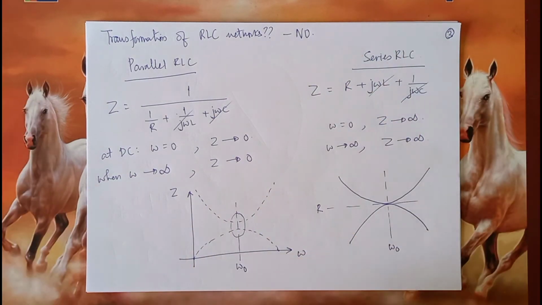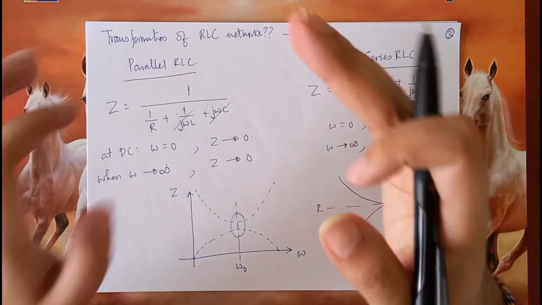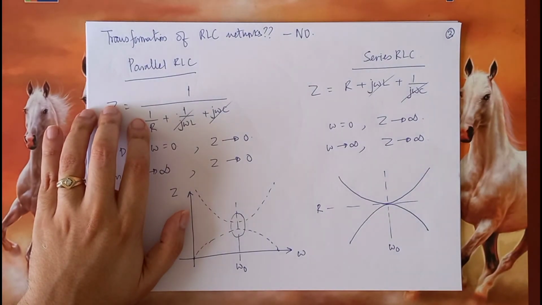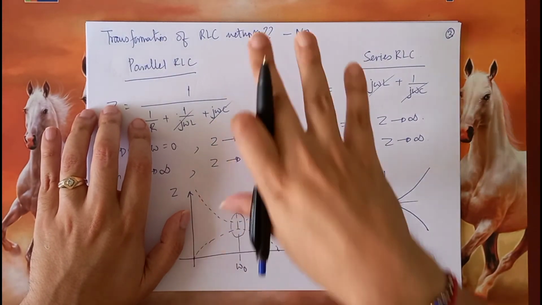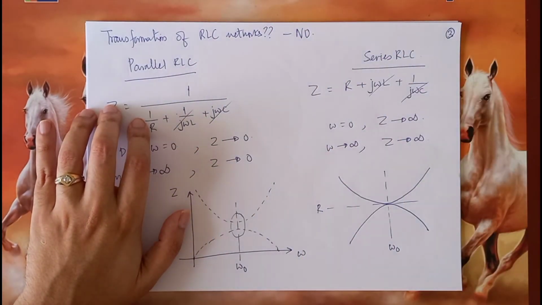So at that very resonance frequency, it can be realized using a different network as well, connected in a different fashion. So therefore, it is very useful and an interesting activity to see if these networks can be transformed from a series network into a parallel network.